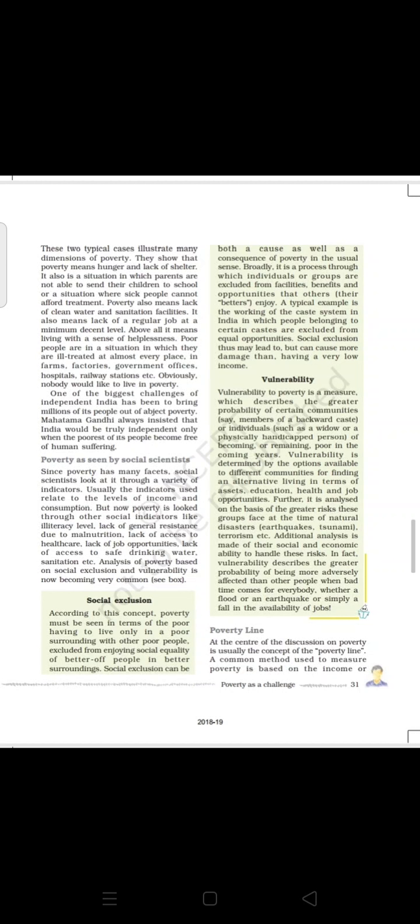Poor people are in a situation in which they are ill treated at almost every place, in farms, factories, government offices, hospitals, railway stations, etc.